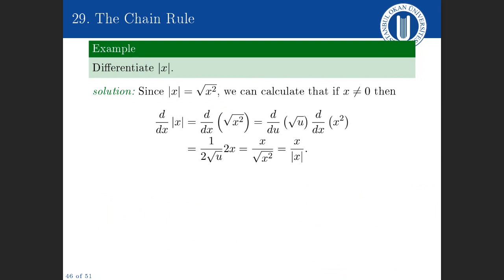So the derivative of the absolute value of x is the same as the derivative of the square root of x squared. If we let u be equal to x squared, then we're doing d dx of the square root of u. By the chain rule, that's the same as d du of the square root of u multiplied by du dx, d dx of x squared. We obtain x divided by the square root of x squared, or x divided by the absolute value of x.